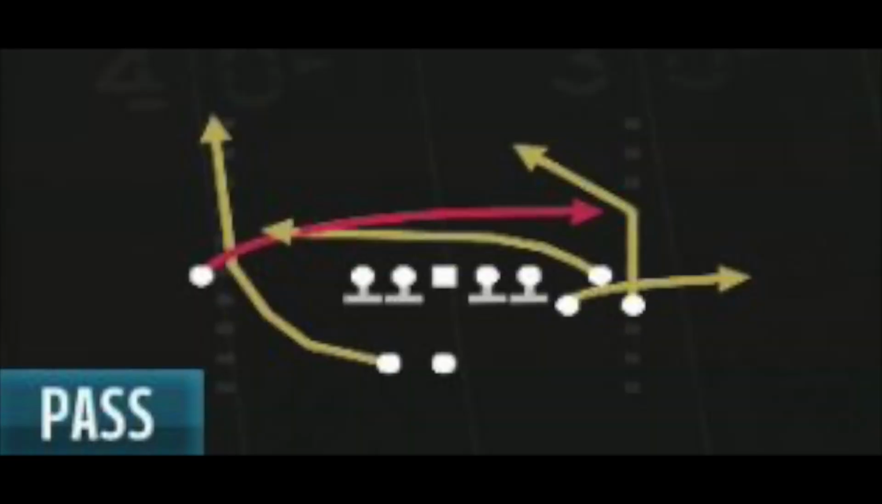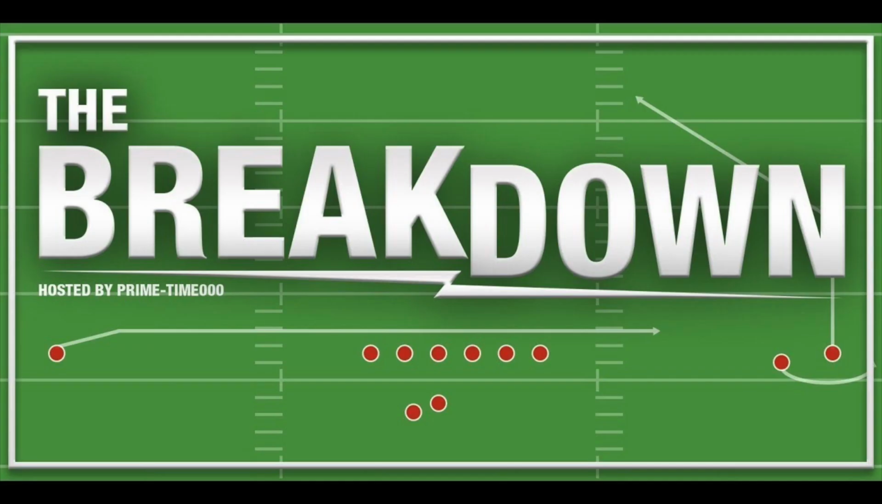Another thing he can do is add in a mesh concept where he's got two drags coming from opposite sides, pick the side where the user is not covering, and keep things moving. I want to see Woods incorporate more checkdowns in his offense. I think that's his biggest weakness, is he's looking for the deep play too often.